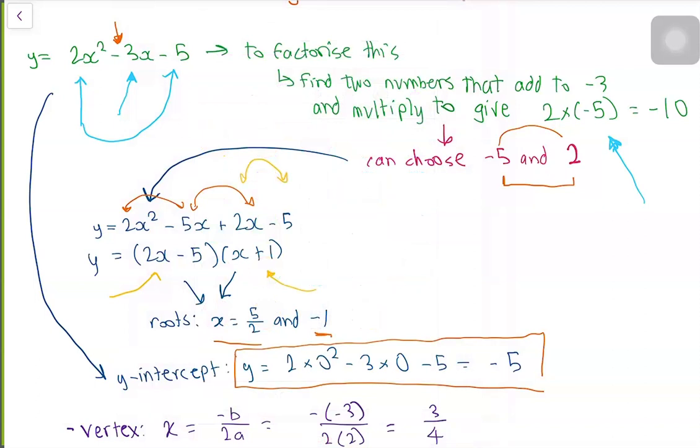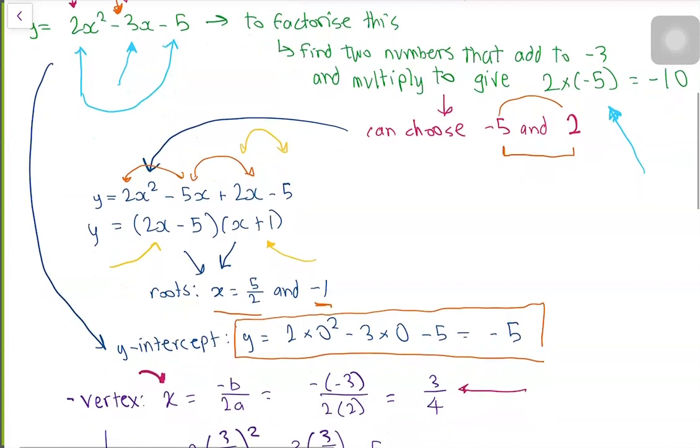You can also find the vertex of the quadratic, so this is where the line of symmetry will be. And the formula for this is x equals negative b over 2a. And the value of b is minus 3, and the value of a is 2. So if you substitute those in, you'll end up getting negative minus 3 over 2 times 2, which is equal to 3 over 4. Now we can substitute x equals 3 over 4 to get the y value.